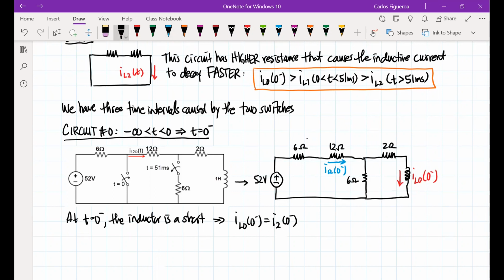So what we want to do here is determine two things. We want to determine IL of 0 at 0 minus, which is the same as I2 of 0 minus, and I12 of 0 minus. So let's go do that.